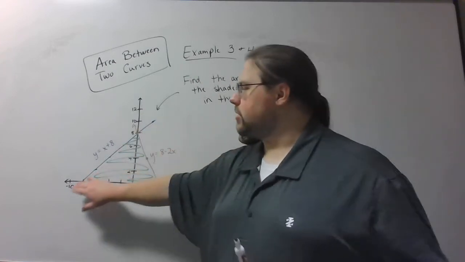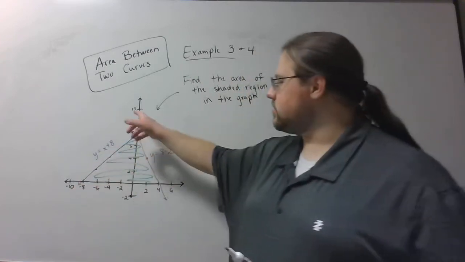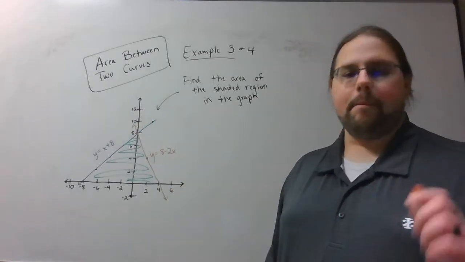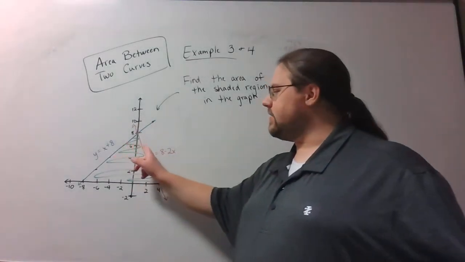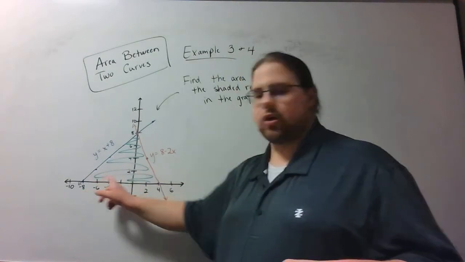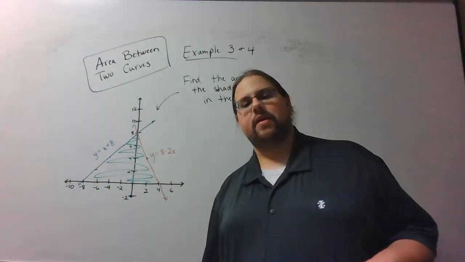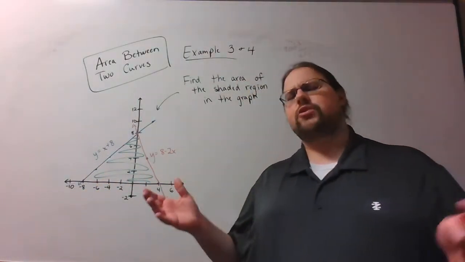Here, if you notice, I've got a blue line, which is y equals x plus 8, and this red line, which is y equals 8 minus 2x. I'm looking for the shaded region in the first and second quadrants, this green part right here. Now, the first method I'm going to show you is going to be pretty straightforward.